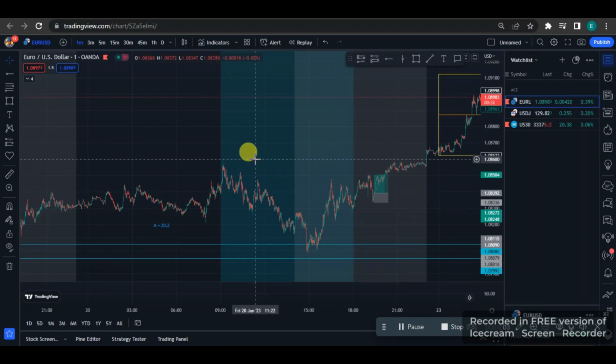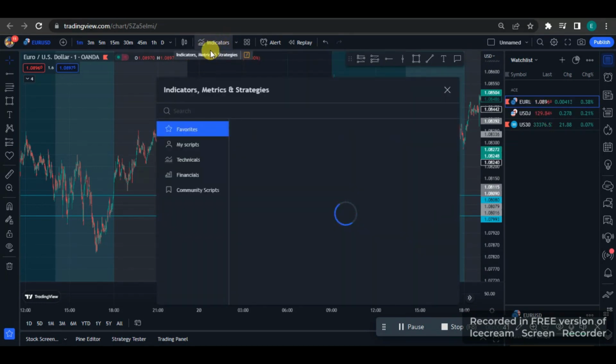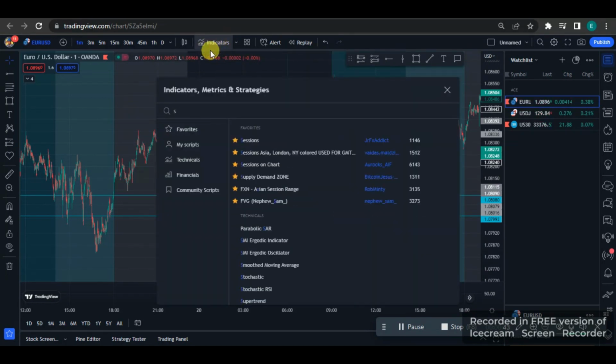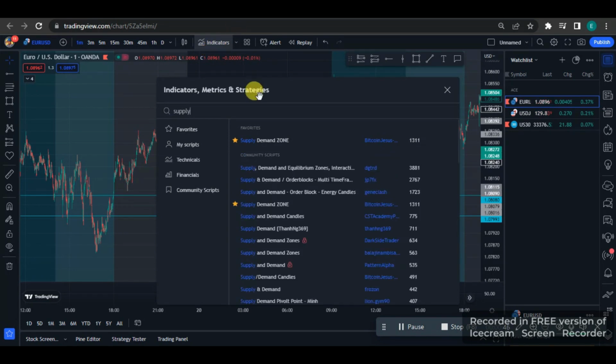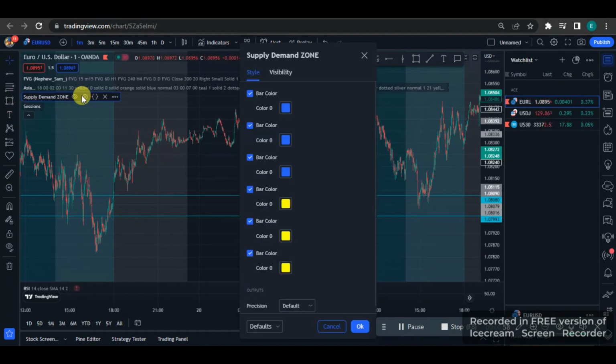So in this video I want to show you guys a very simple 1 minute trading strategy. I'm using an indicator called supply demand zone. So all you have to do is come to this indicator section here and search for supply demand zone. The zone is in all caps. So once you add that to your charts, you can just play around with the settings. So let me show you guys what my settings look like.